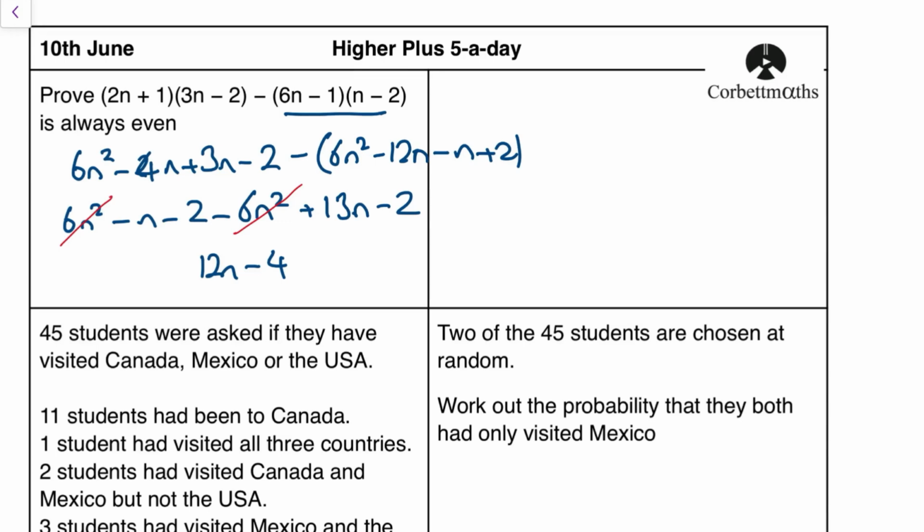I don't really care about that, but what I do care about is I can write this as 2 lots of 6n minus 2. And I can factorise it further, but I don't want to, because the key point is I can say there is a factor of 2, so therefore even. And that is question done. Now, at A-level, a bit more rigour involved, but that's the basic idea of what you're going to say.